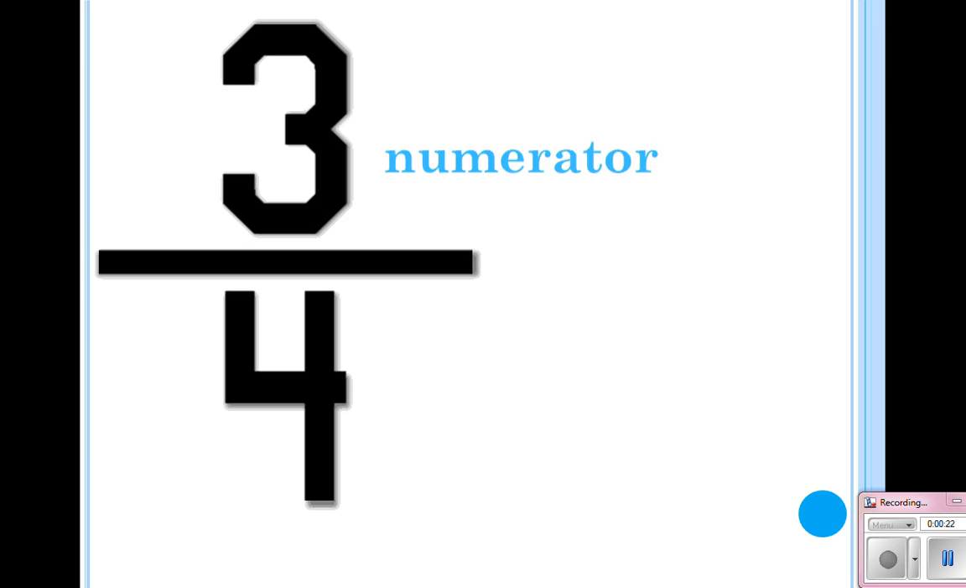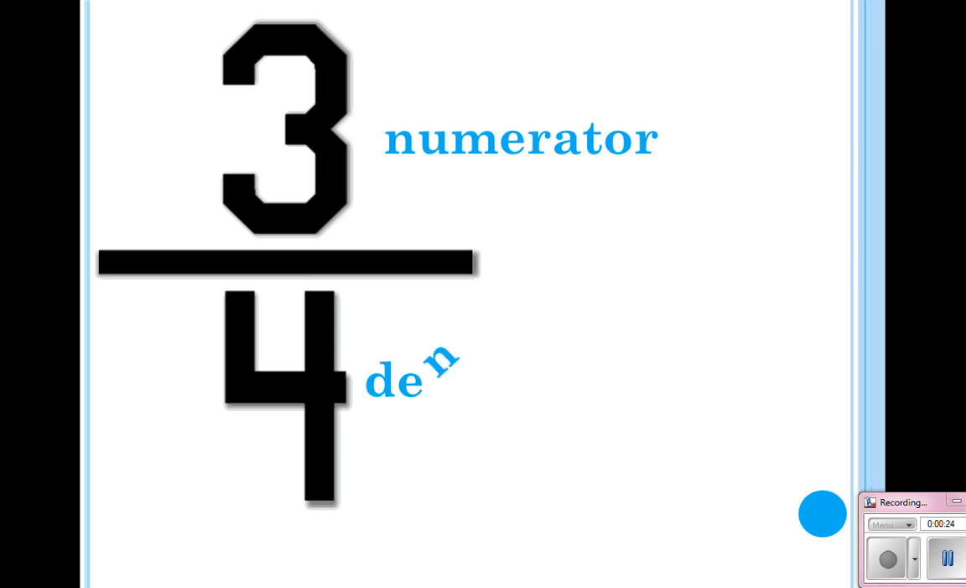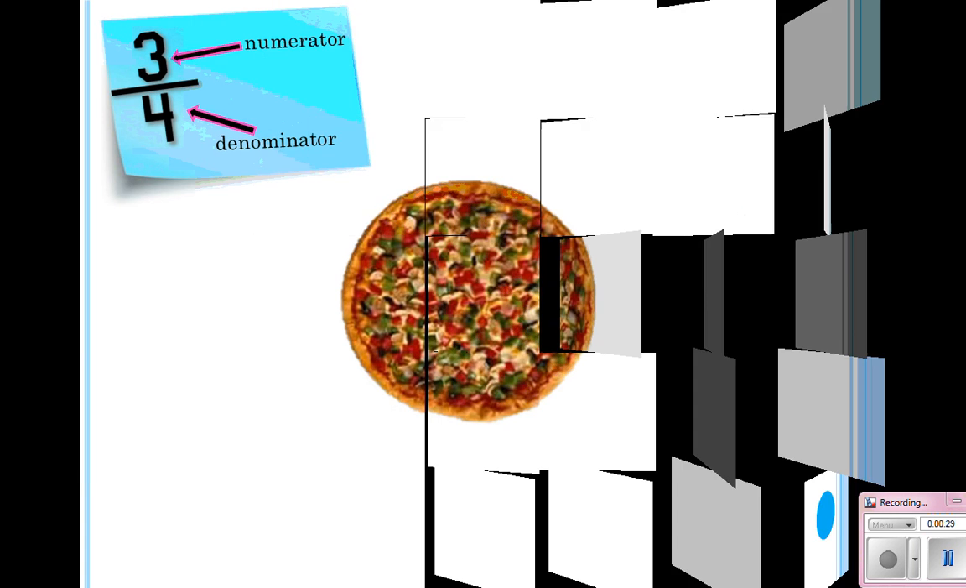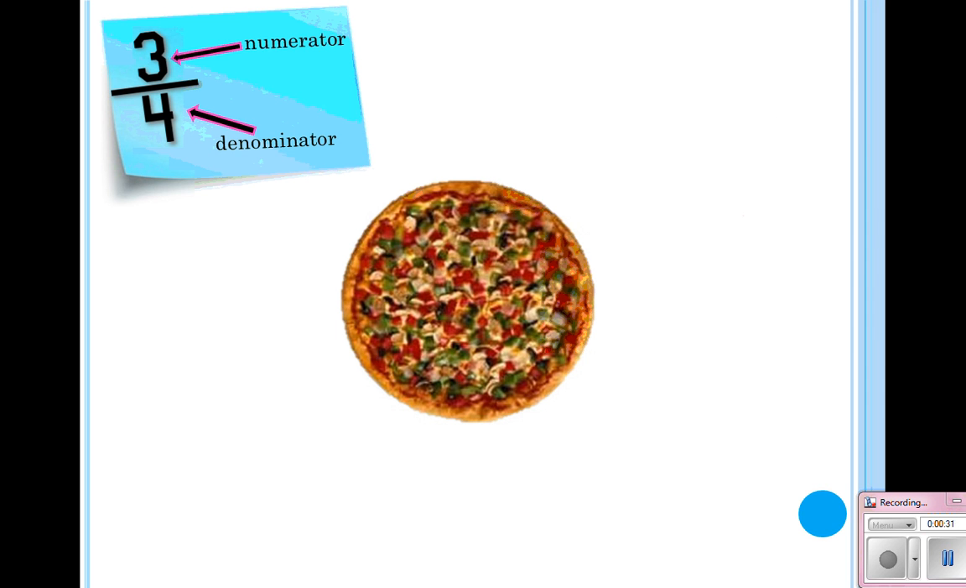They have a numerator, which is the number at the top, and a denominator, which is the one at the bottom. For a common fraction, the numerator is always the lowest number, and the denominator is the highest.